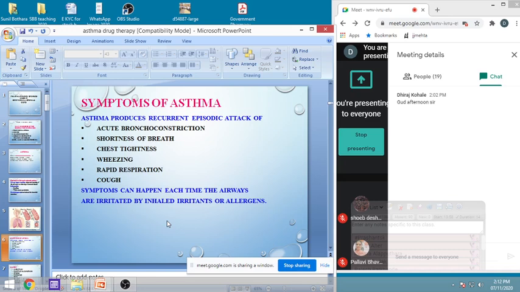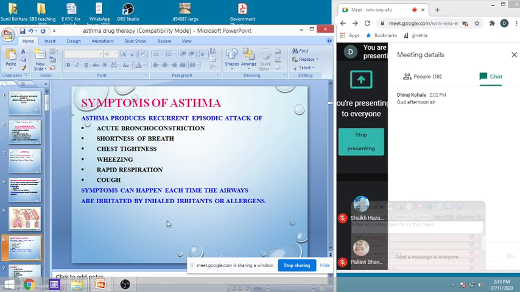So what are the symptoms of asthma? It shows recurrent episodic attacks of acute bronchoconstriction, shortness of breath, chest tightness, wheezing, rapid respiration, and cough. Acute bronchoconstriction we have seen above. Because of that, shortness of breath, meaning difficulty in breathing. Chest tightness, the feeling of tightness in the chest. Wheezing because of the thick mucus and all, a very typical type of whistling sound that comes during respiration.